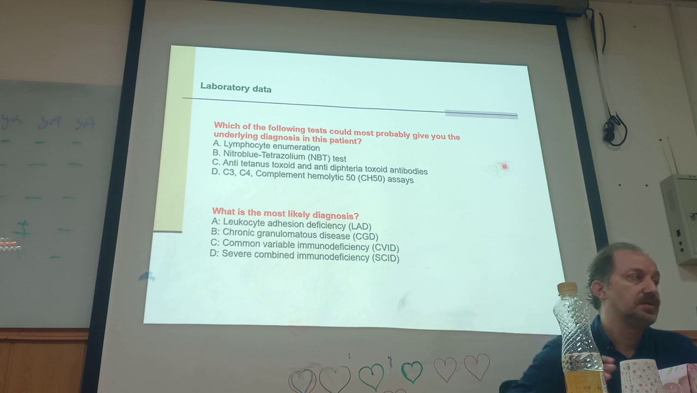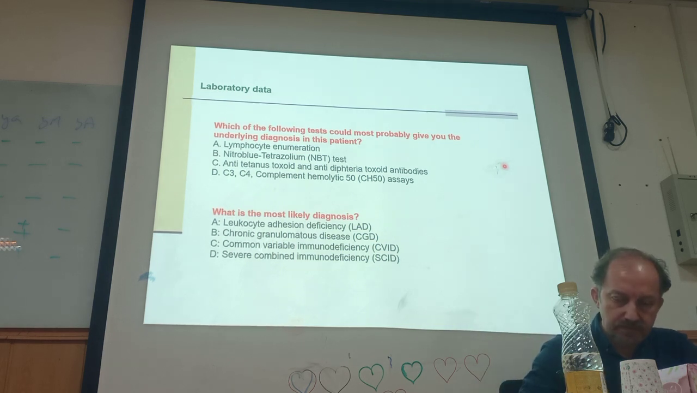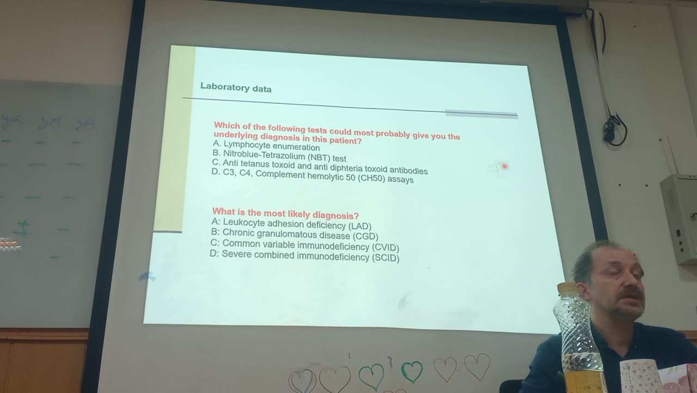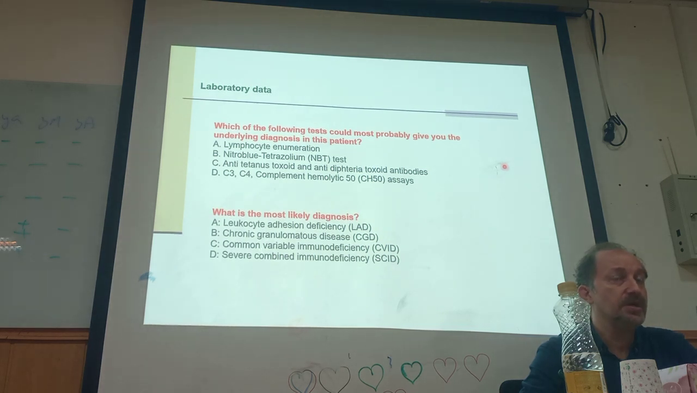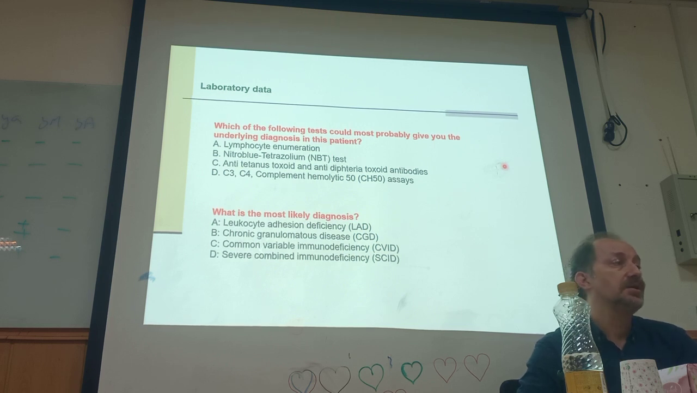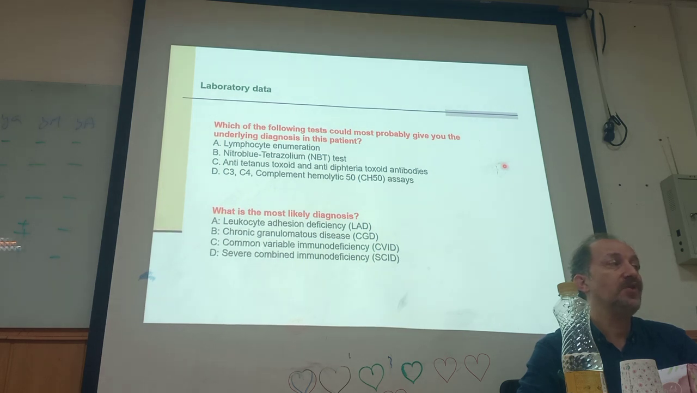Which one? The patient has abscesses, lymphadenopathy, and immunoglobulin level was normal. So we would like to make a diagnosis. What should we do? Exactly. NBT. Okay, we performed NBT and NBT was defective.